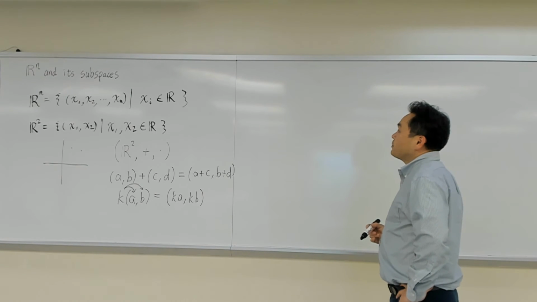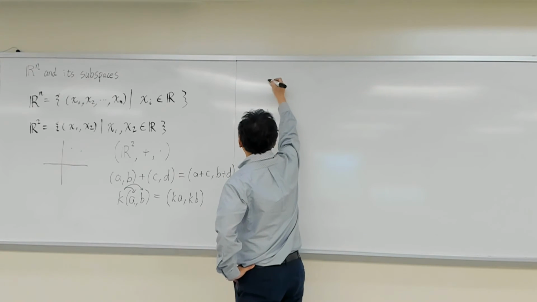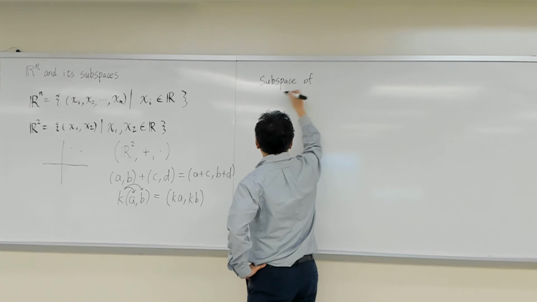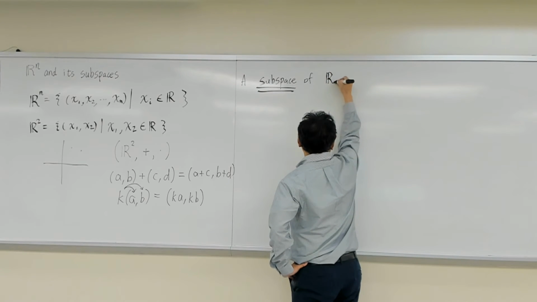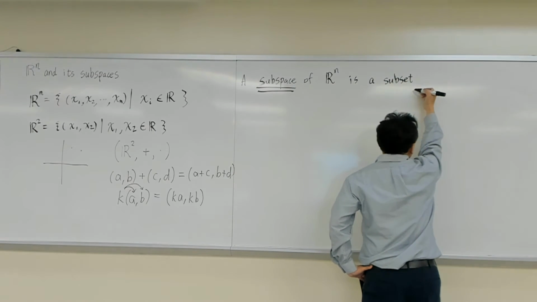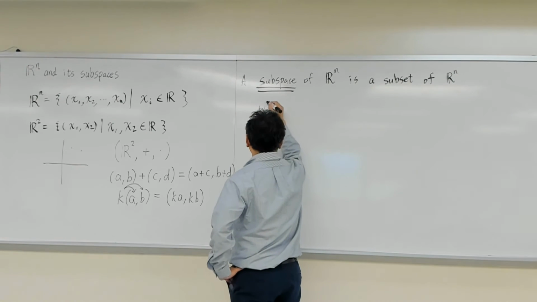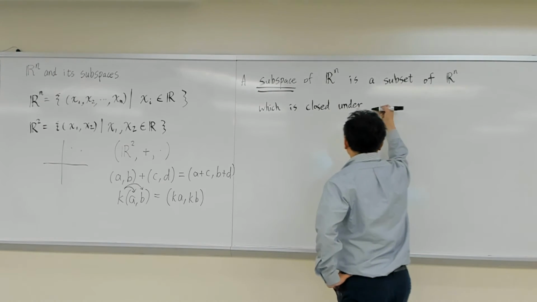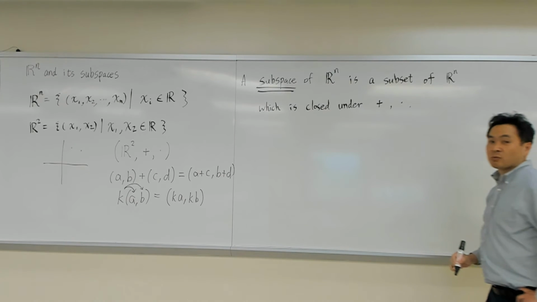So, what's a subspace? A subspace of Rn is a subset of Rn which is closed under addition and scalar multiplication. That's what it is. Okay.